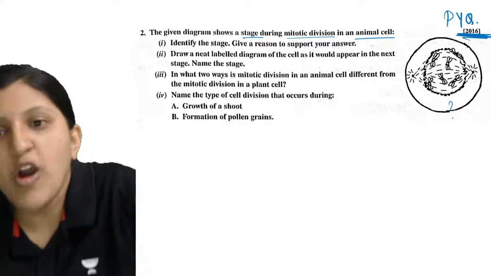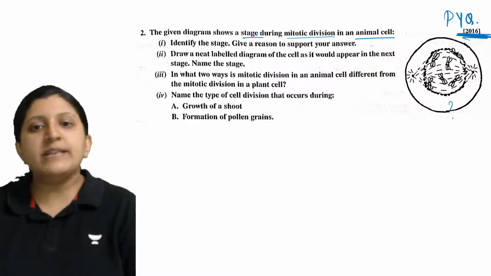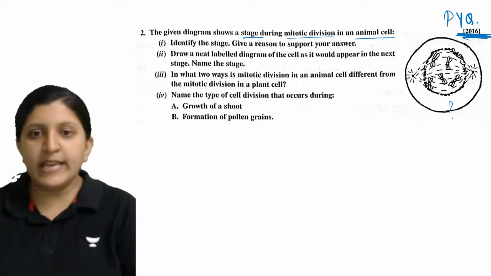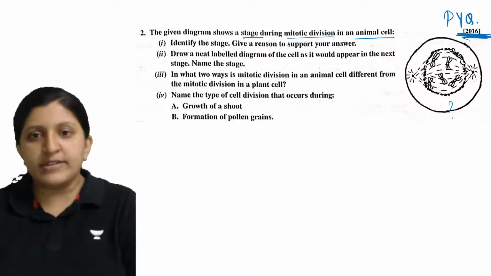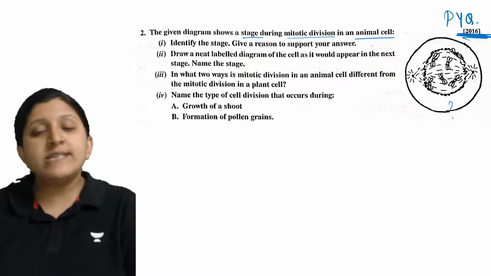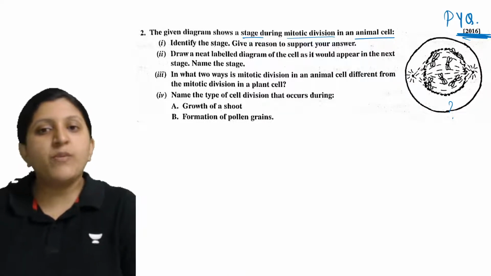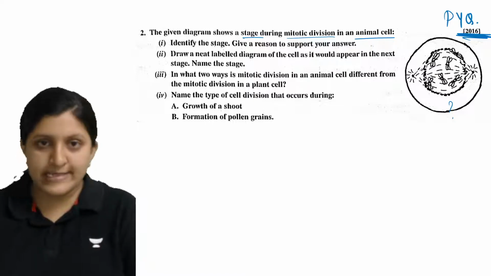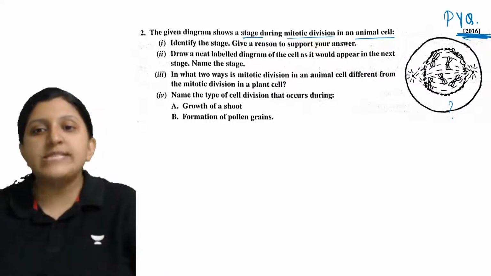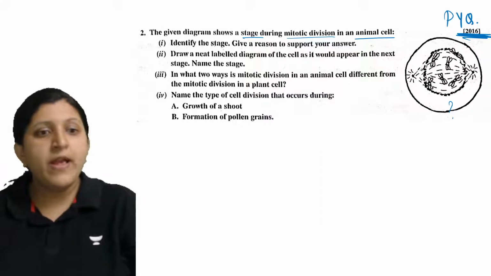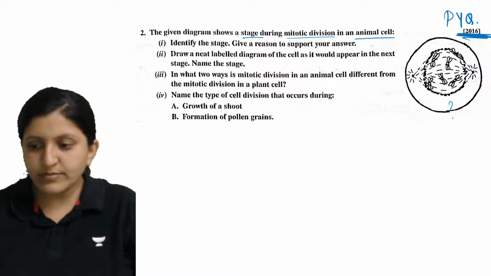Draw a neat label diagram of a cell as it would appear in the next stage. So name the stage again. So then you need to mention which is the next stage after this. In what two ways is mitotic division in an animal cell different from the mitotic division in a plant cell? So that is the difference you need to mention. And name the type of cell division that occurs during growth of a shoot, formation of pollen grains.